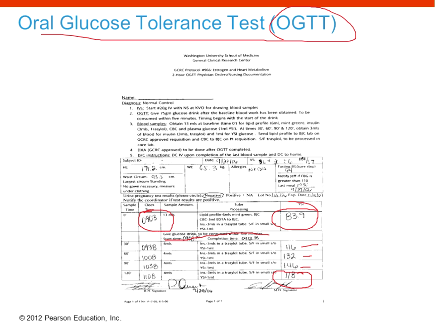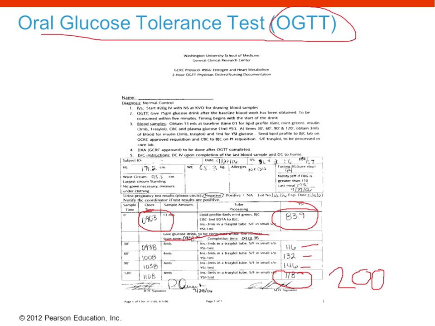But then by 2 hours, it starts to come down. And that's the other thing you look for, how quickly your body can process this sugar. So if at 2 hours your blood sugar is greater than 200, then that is your other sign that in 2 hours you weren't really able to bring this sugar down.